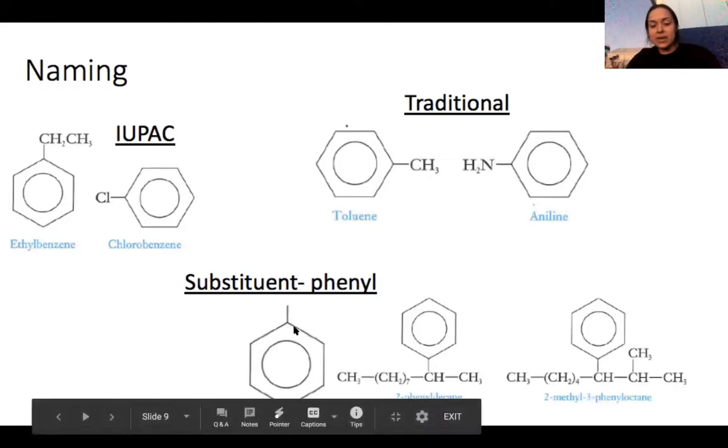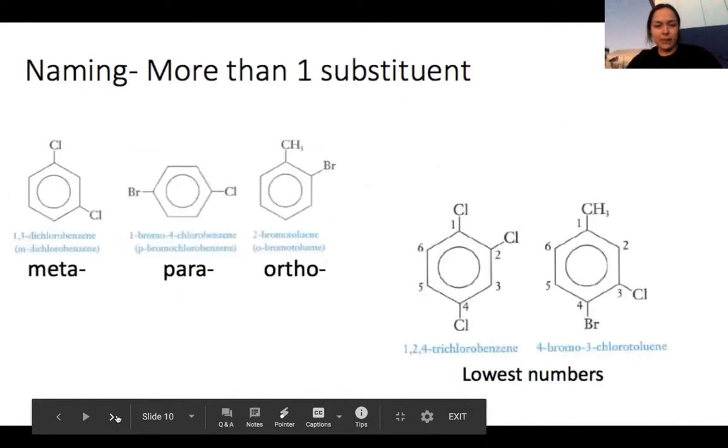If a benzene ring is acting like a substituent, so notice that this is a 10 carbon long chain, so it's going to take a higher precedence. So this becomes a substituent, and when that's the case, this is known as a phenyl group. So this becomes 2-phenyldecane, okay? Here, again, we want to give our substituents the smallest number, so this is 2-methyl-3-phenyloctane. So when benzene is a substituent, it's referred to as phenyl.